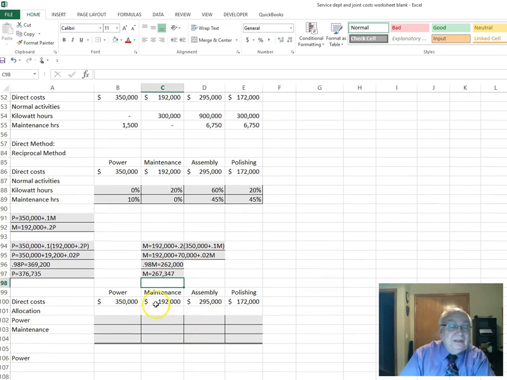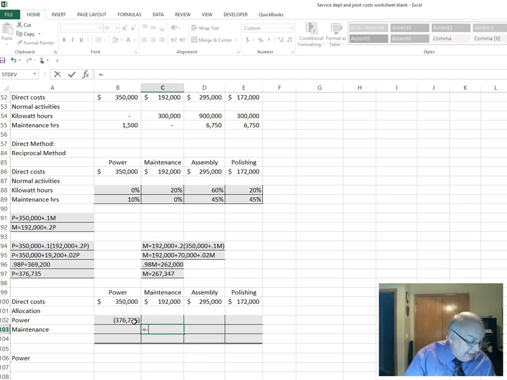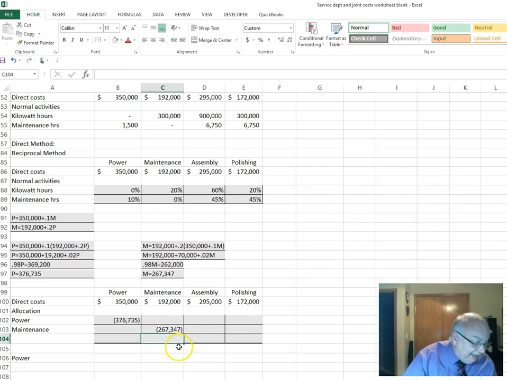So over here, this is my initial costs up here, and then my allocation. For the power, we want to allocate a minus 376,735. And for maintenance, we want to allocate a minus 267,347. Oh, I put a comma in there and I shouldn't have. Okay. All right. That's what we're allocating.